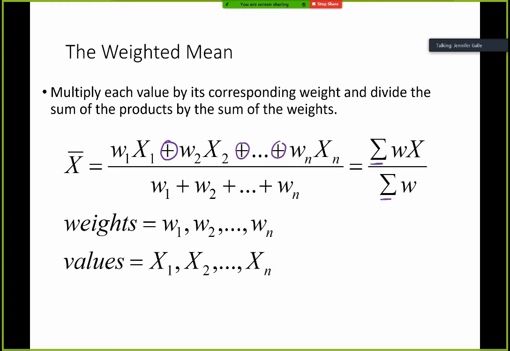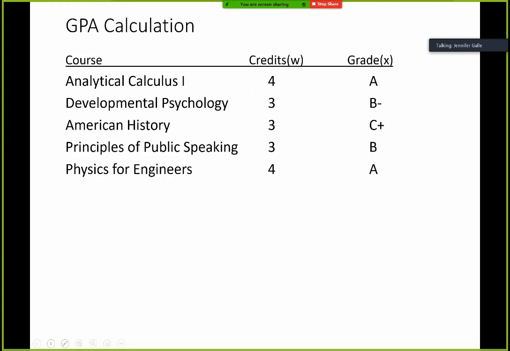Okay? So let's try this out. I know a lot of you have probably heard of a weighted GPA. It does occur in college because in college, some of your courses are worth more credits than others. That's where a weighted GPA comes in. In high school, all your classes are just worth 1 credit each, so they all weigh the same in your GPA.